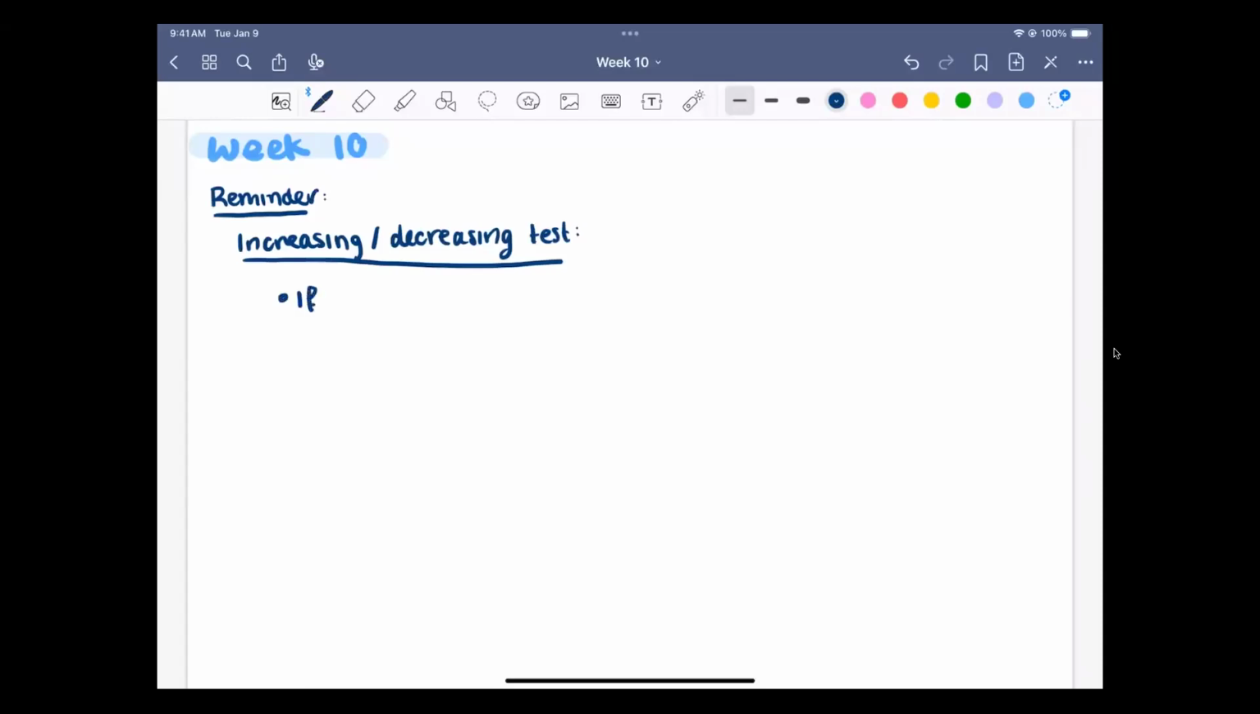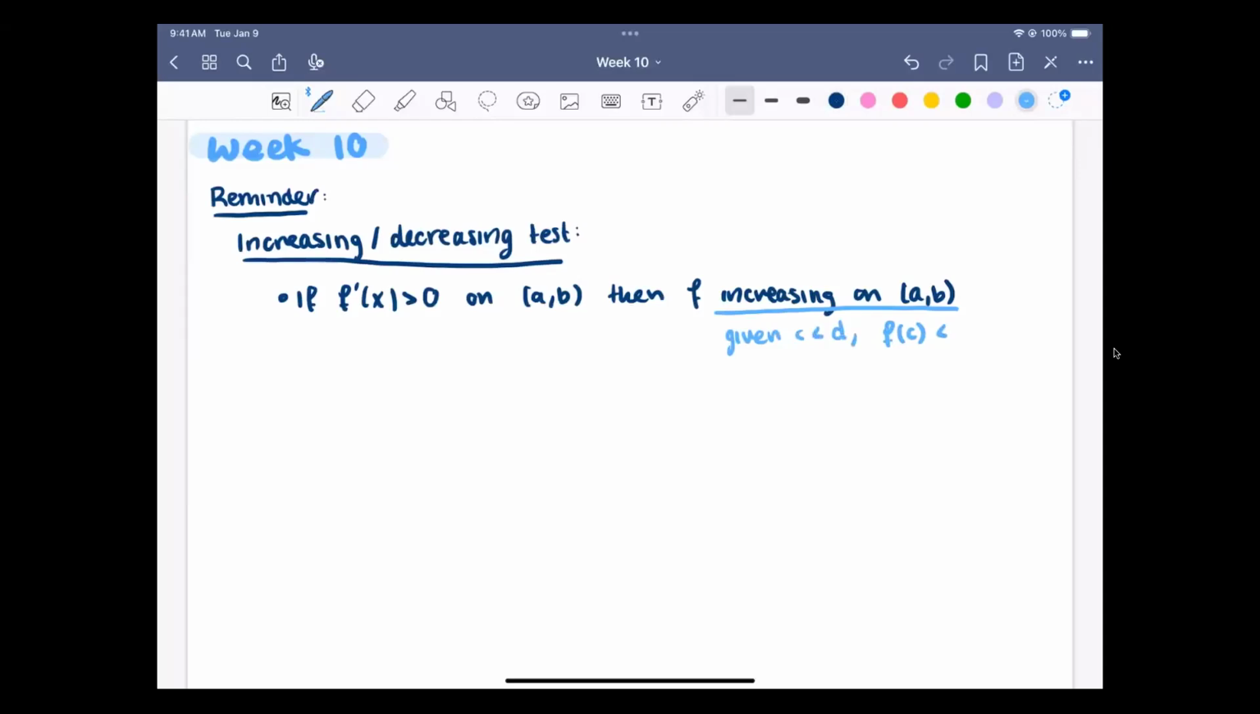So if f prime of x is greater than 0 on some interval (a, b), then the function f is increasing on (a, b). What this means is that given c less than d in that interval, f of c is going to be less than f of d. As you take larger and larger inputs, the value of the function is getting larger and larger.